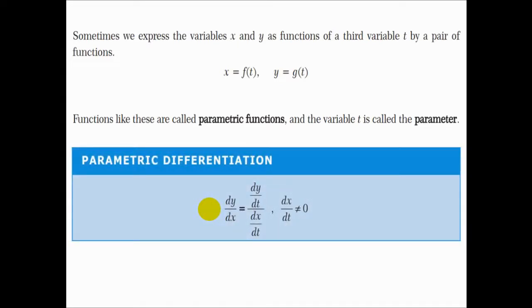So what is the meaning of parametric differentiation? Usually we know dy over dx as the derivative of the function, but here we have functions of t, which is usually called the parameter. So we can get dy over dx is equal to dy over dt over dx over dt, where dx over dt cannot be 0.